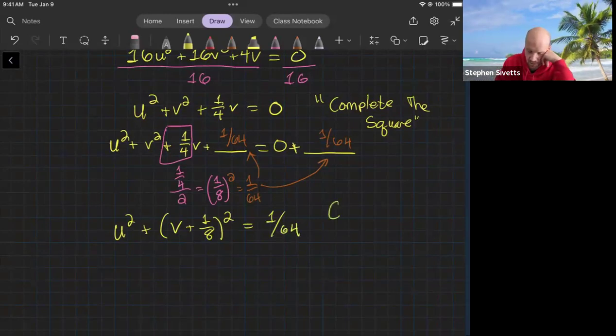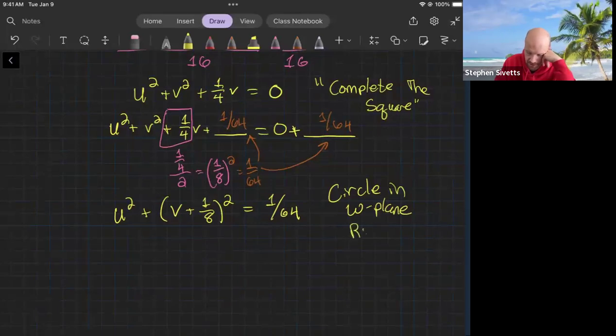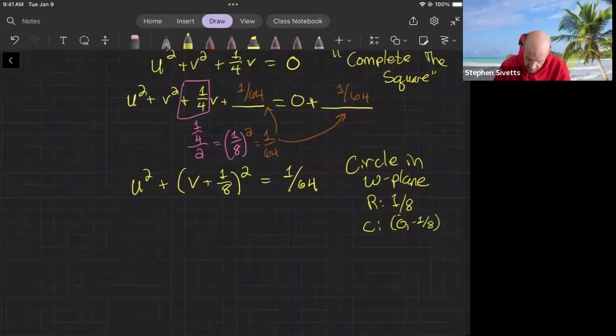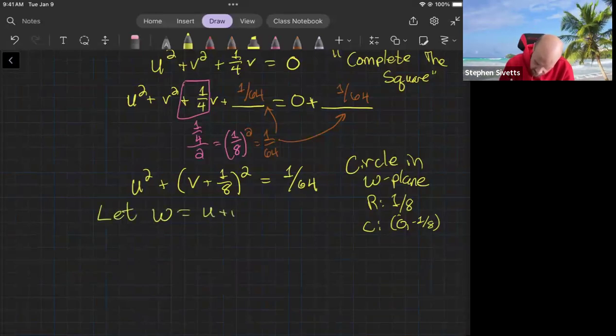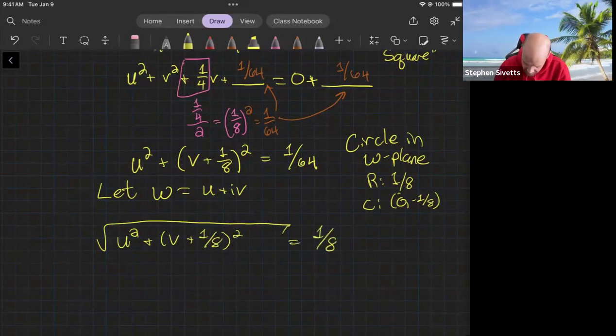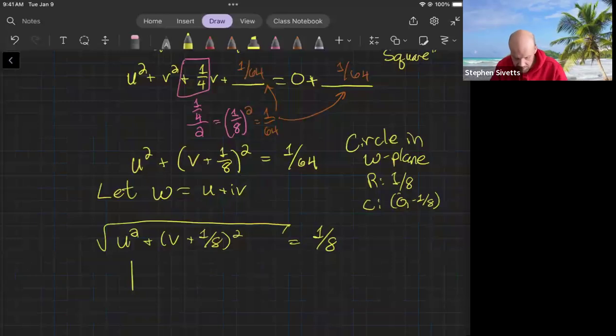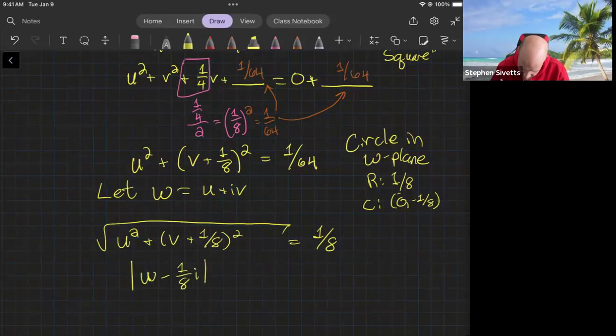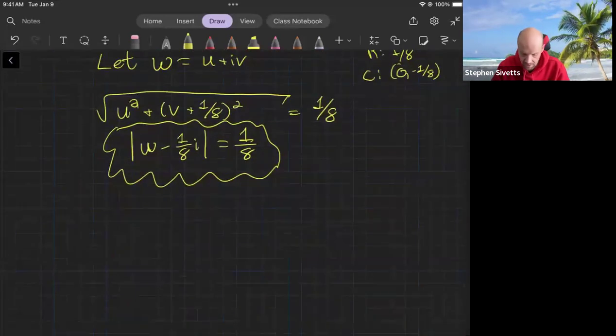So this here is a circle, a circle in the W plane. The radius is 1/8, and the center in the uv plane is 0 and minus 1/8. So in terms of w, if we let w equal u plus iv, then taking the square root of both sides, in terms of distance, we'll have the absolute value of w minus (minus 1/8 i) equals 1/8.